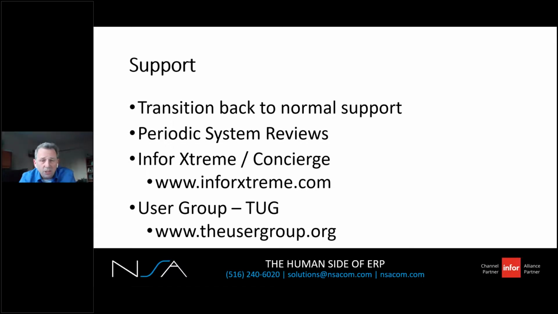So you did it. You survived the go live phase. It's been a few weeks. The outstanding issues list has decreased. It's time to transition back to normal support. Congratulations. Now let's jump ahead 30, 60, 90 days. Plan for a periodic system review. We call them a 90-day review. And you review what's going well, what's next, where do you need help, keep the momentum going.